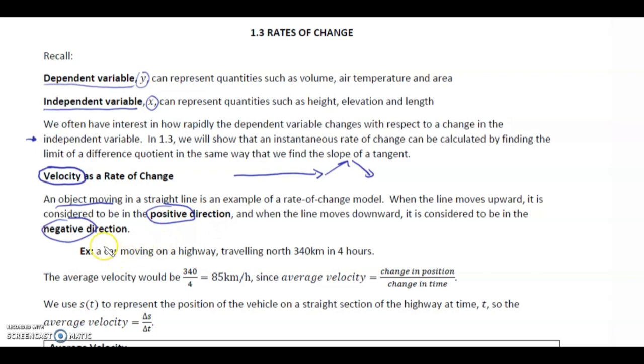So example, a car moving on a highway traveling 340 kilometers in 4 hours. The average velocity would be, if we take that 340, we divide it by 4, right? So distance over time, and that's going to be your velocity. So the average velocity is change in position over change in time. And then we're going to get a rate. Our rate for this one would be, for example, 85 kilometers per hour.